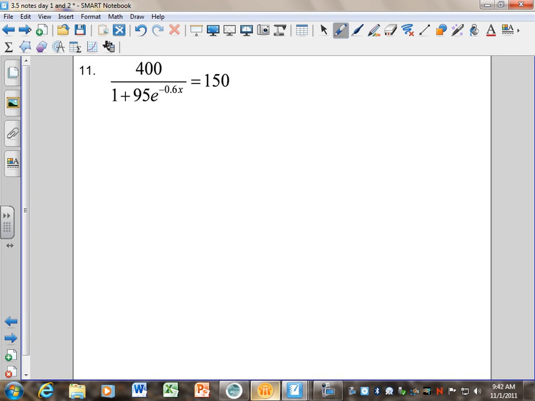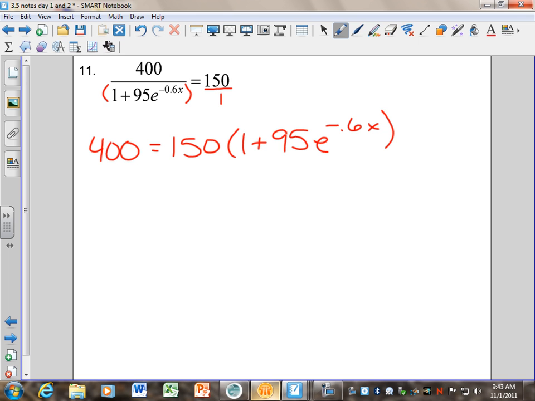Fraction, you want to get rid of it. And so let's just multiply both sides by the denominator, or maybe you can even think about just cross multiplying. It's a proportion. You can do that too. But if you multiply both sides by the denominator, it's going to cancel out this side. I'm just going to get 400 equals 150 times 1 plus 95e to the negative 0.6x.